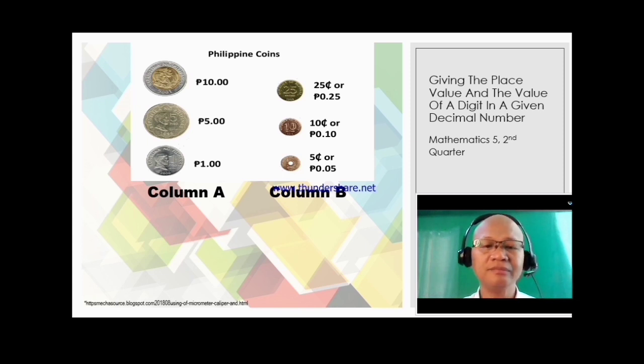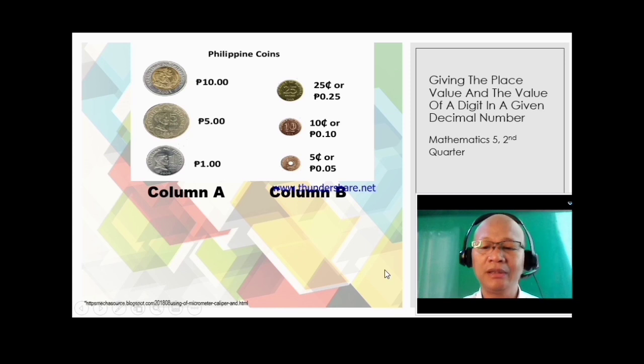Very good. What's next? The next largest value of our coins. Yes, you got it. 5 pesos. Next after 5 pesos. Correct. 1 peso. Now, what's the next after 1 peso? Anybody? Guess? Correct. 25 centavos. Not peso anymore. What's the next after 25 centavos? Yes, correct. 10 centavos. Then the smallest value of our coins, no other than 5 centavos. You got it. Thank you.